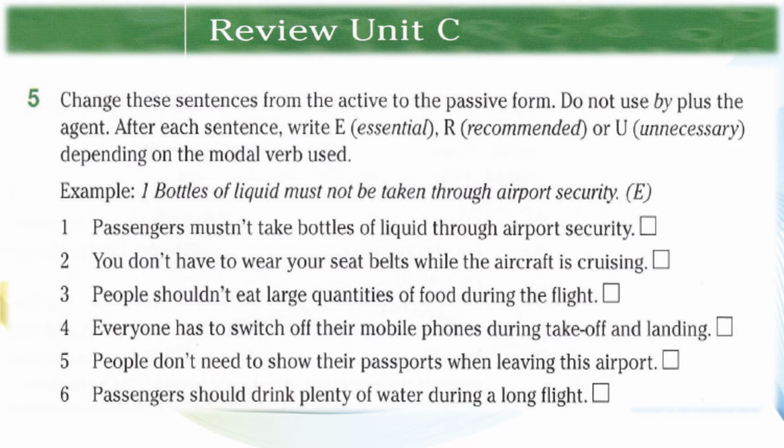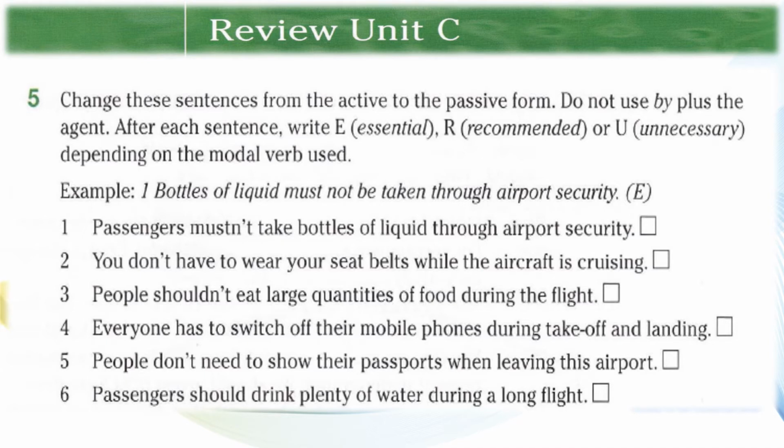Now, dear students, let's move to the next exercise. Number 5. In this exercise, we have to change these statements or sentences from the active to the passive form. Don't use by plus the agent. After each sentence, write E, which means essential, R, recommended, or U, unnecessary, depending on the modal verb used.